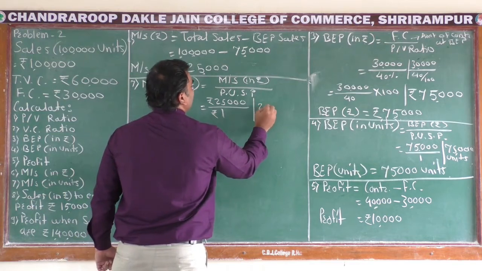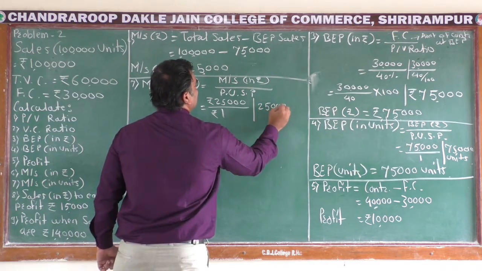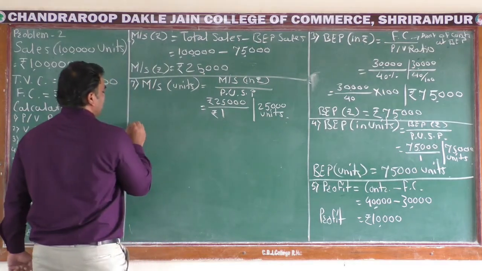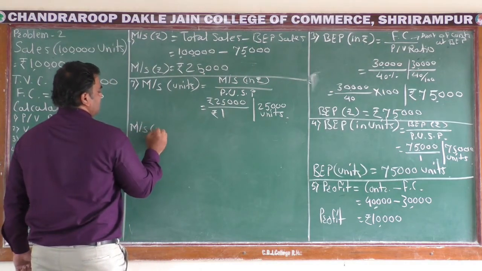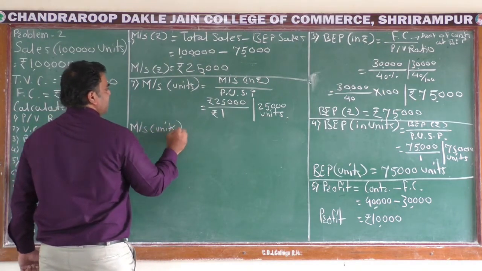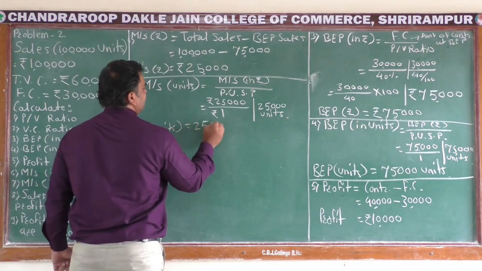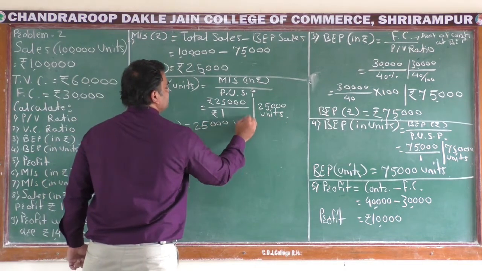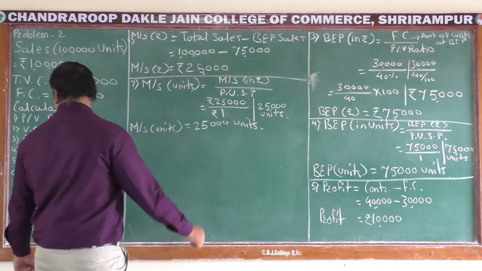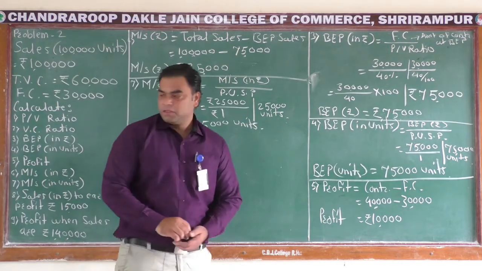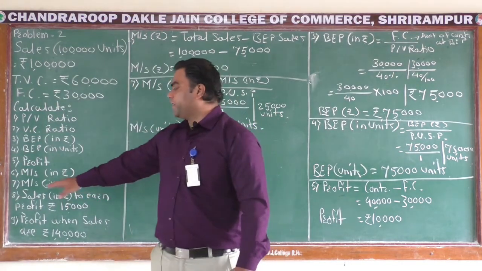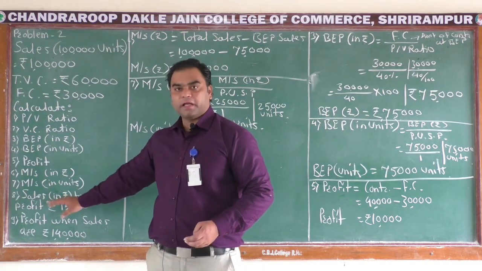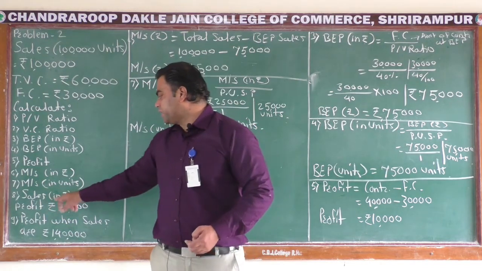So 25,000 units are the margin of safety units. Margin of safety units are 25,000 units. So here we have calculated total 7 items. Now item number 8, sales in rupees.